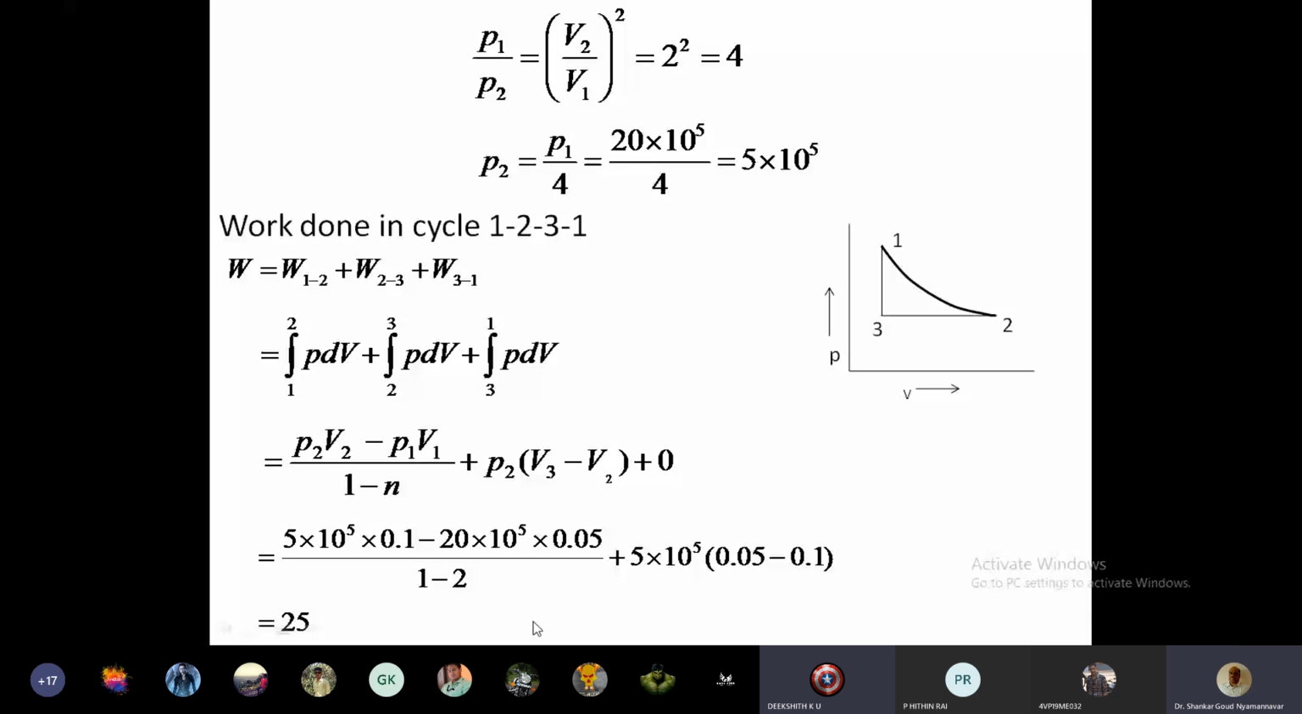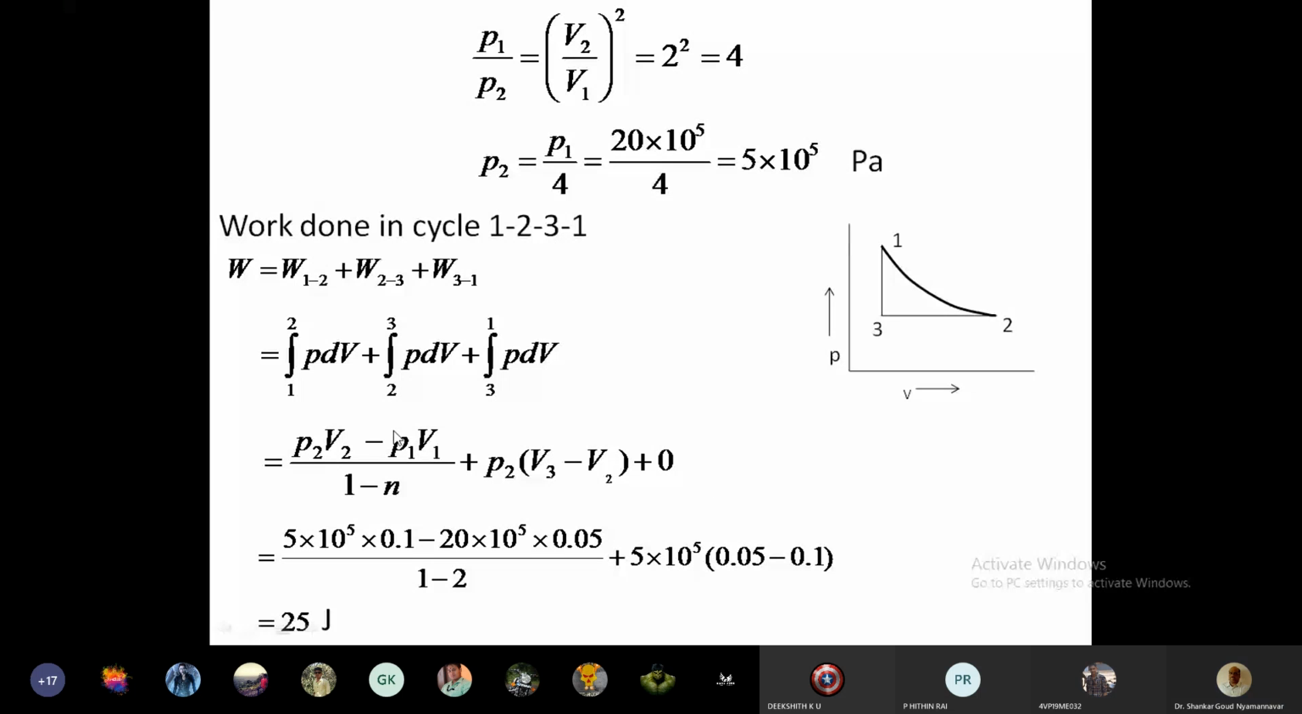Kilojoule. Okay, sir. Oh, sorry, there's a mistake here. It should be kilojoules. There's a typing mistake. It's kilojoules, either kilojoules or into 10 to the power 3 joules. Okay. Clear? Everybody is able to get this answer?